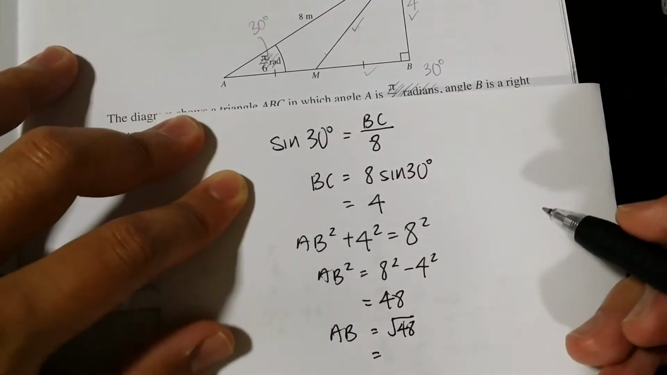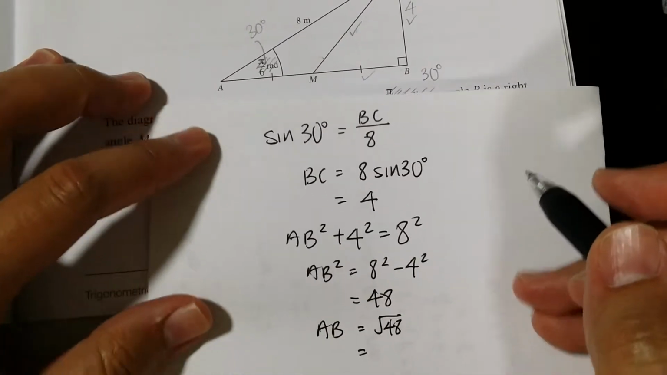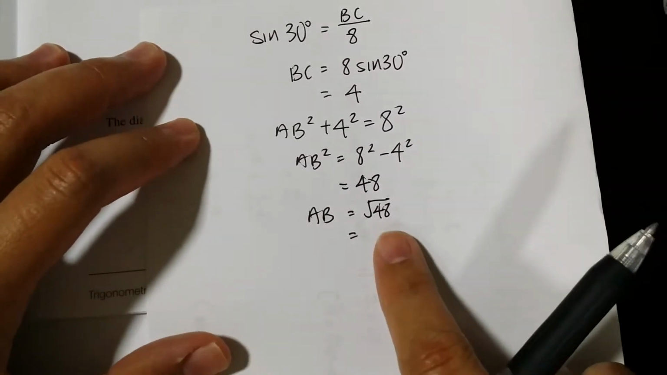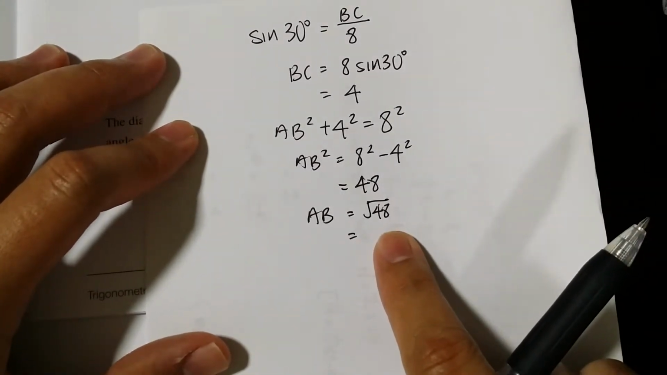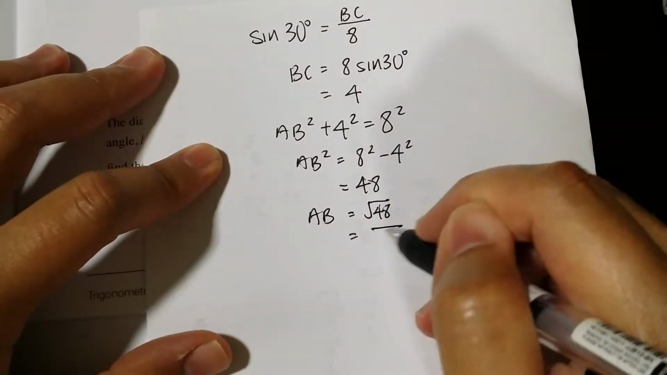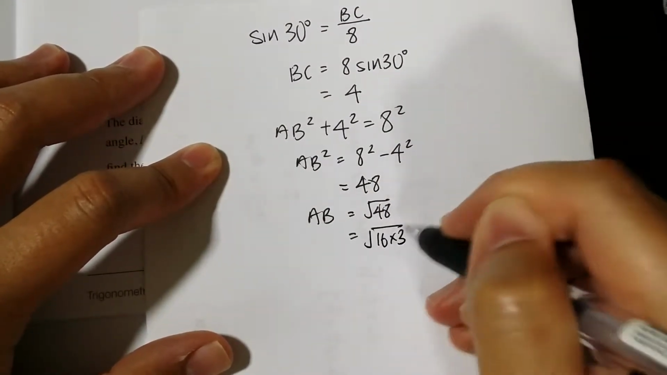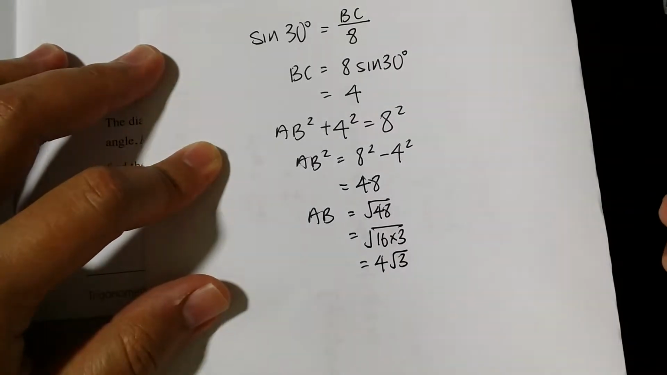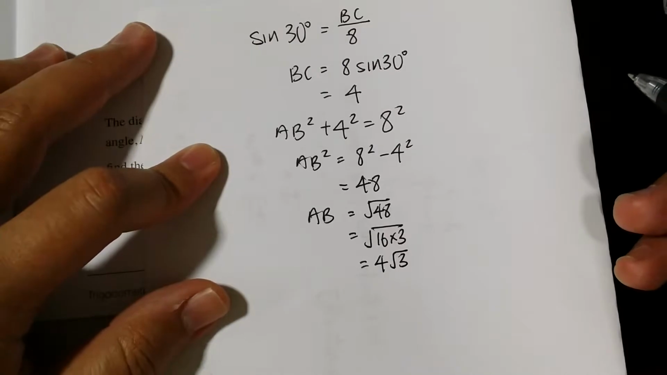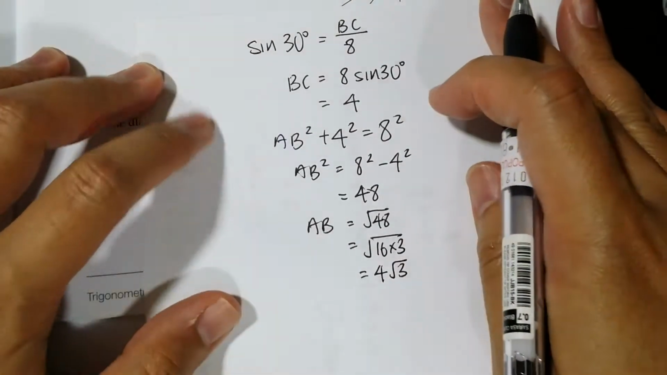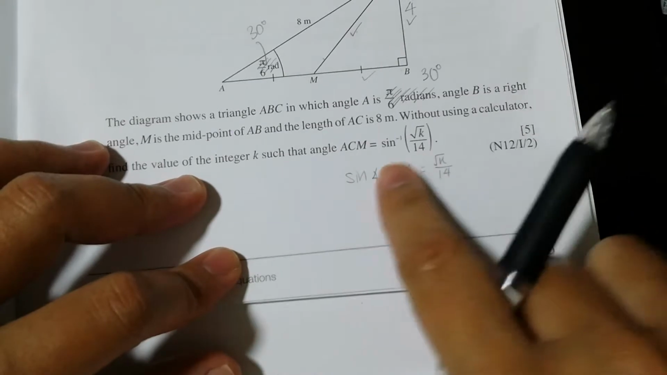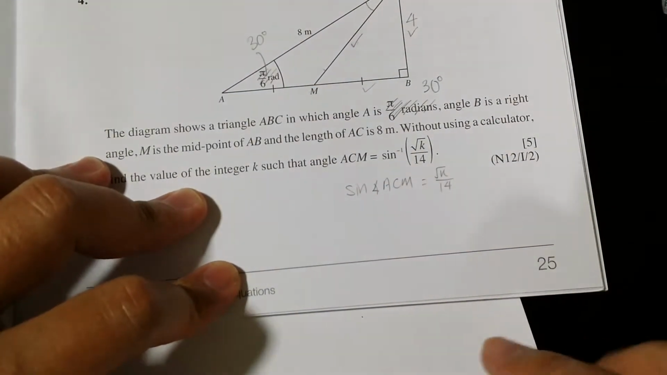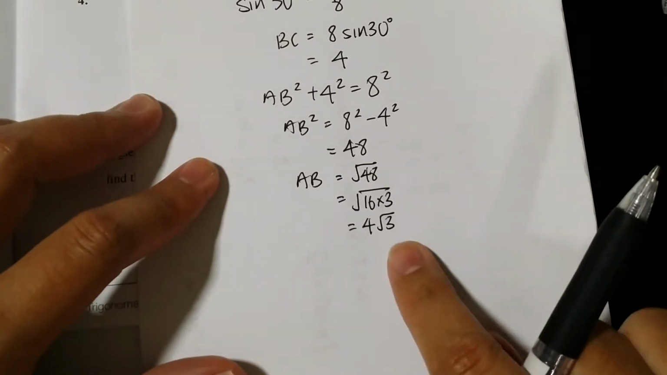This is not good enough because we have learned surds. Okay, how to simplify this? There is a square number in 48, which is 16. Okay, so it's 16 times 3, right? So eventually square root of 16 is 4. 4 square root 3 is a better answer. You realize 4 square root 3 will be a better answer because eventually what I want is to see everything in nice surds. Okay? So I have AB equals 4 square root 3.